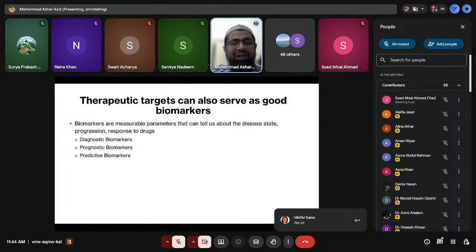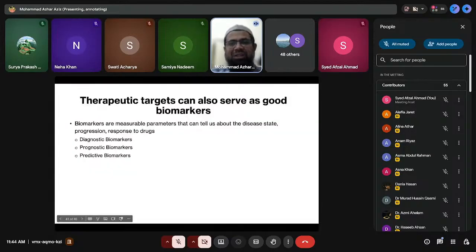So therapeutic targets can also serve as good biomarkers. The multiomics exercise that we do is not just about finding targets. We can also do it for risk prediction, we can find out biomarkers, and we can use it for classification. The ultimate objective is to help the patients.